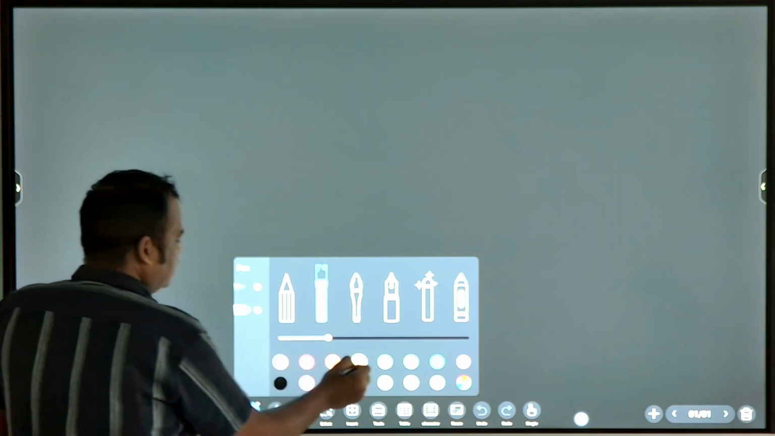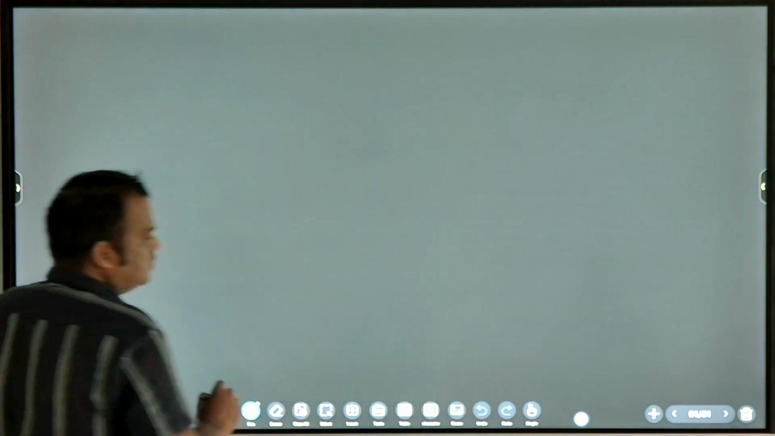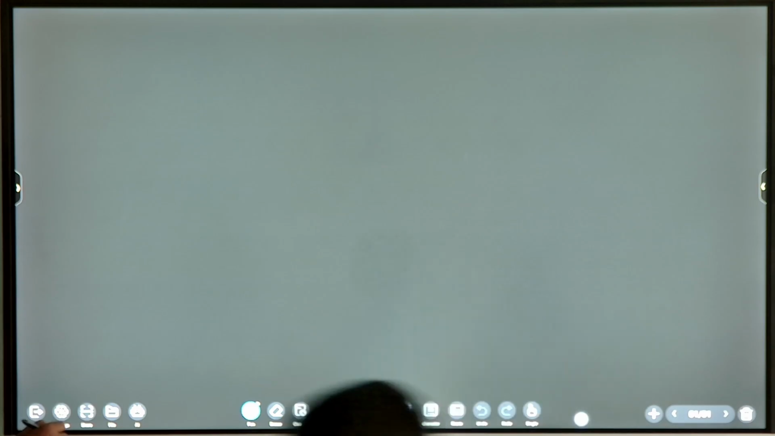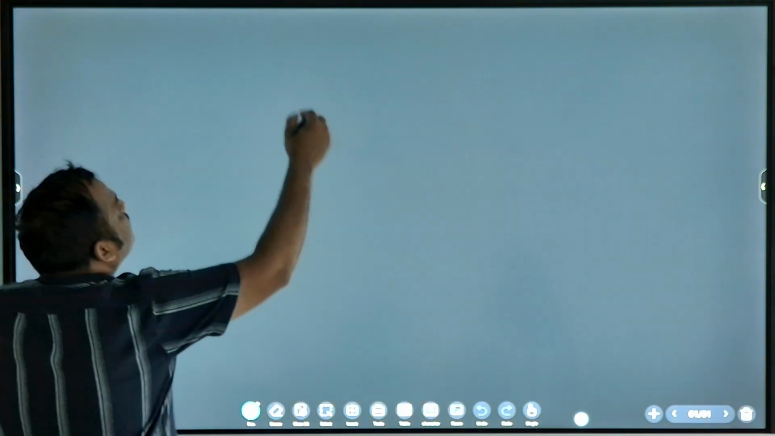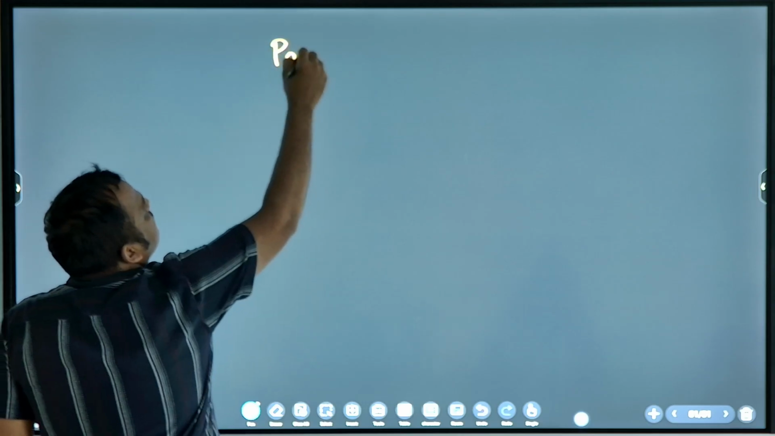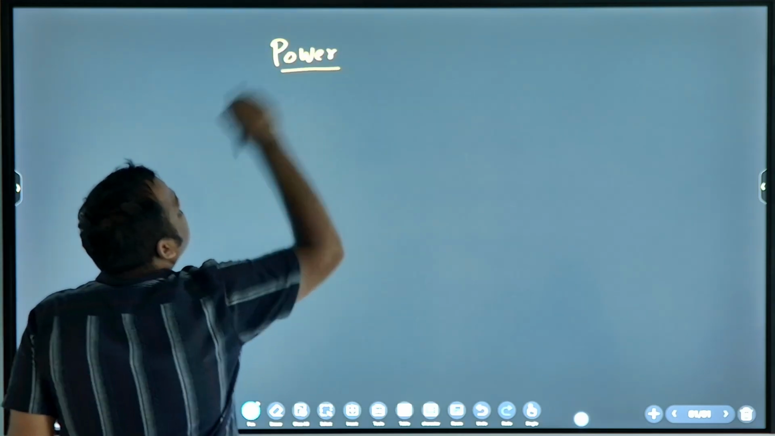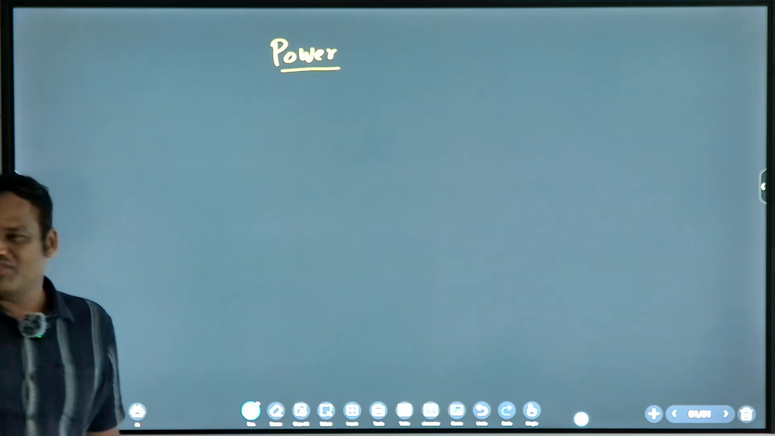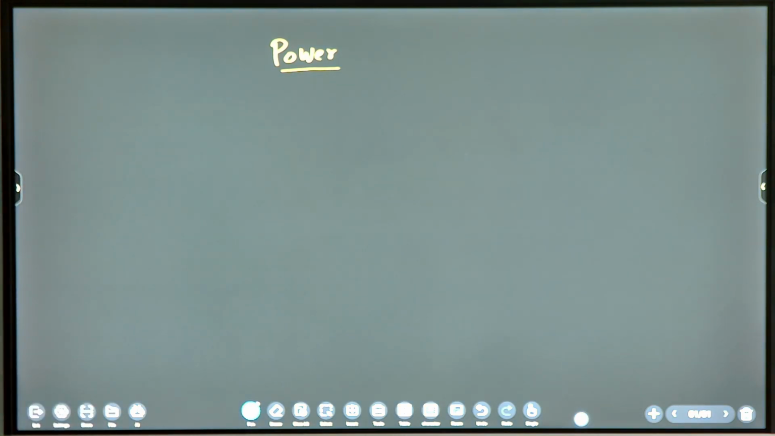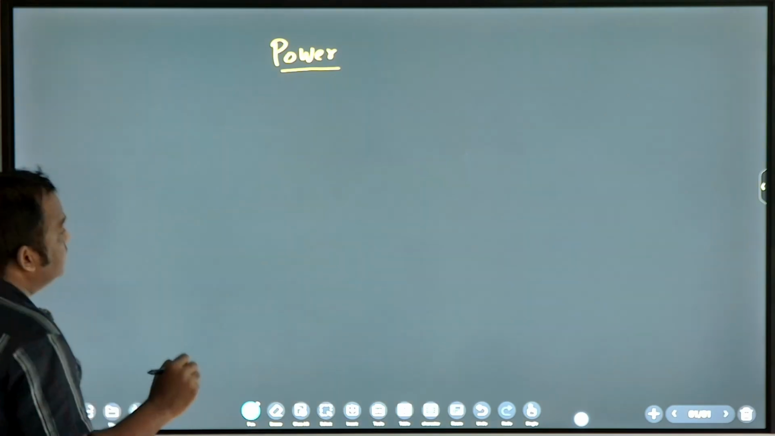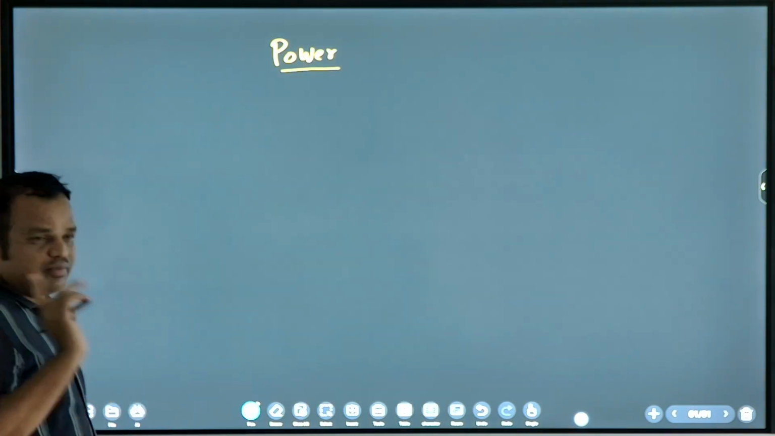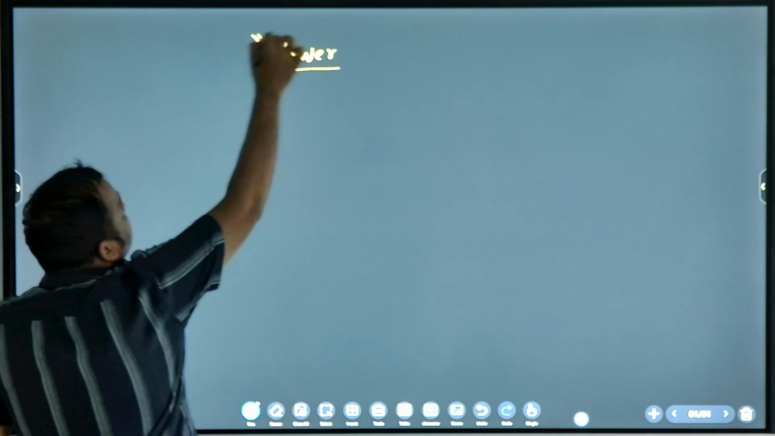Study power, note down. Power. After this, we'll do conservation of momentum. Okay, linear momentum. Where are the others? They are coming.